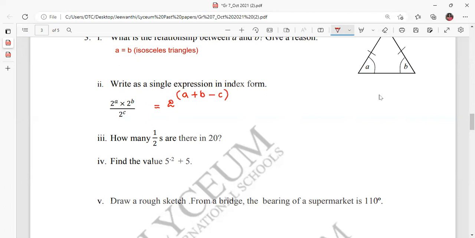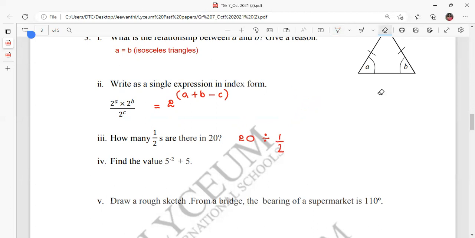How many halves are there in 20? Let's say you have 20 apples, and you want to know how many halves there are. What they expect from us is to get the answer straight away, but to check it, you divide 20 by half. How many halves are there?